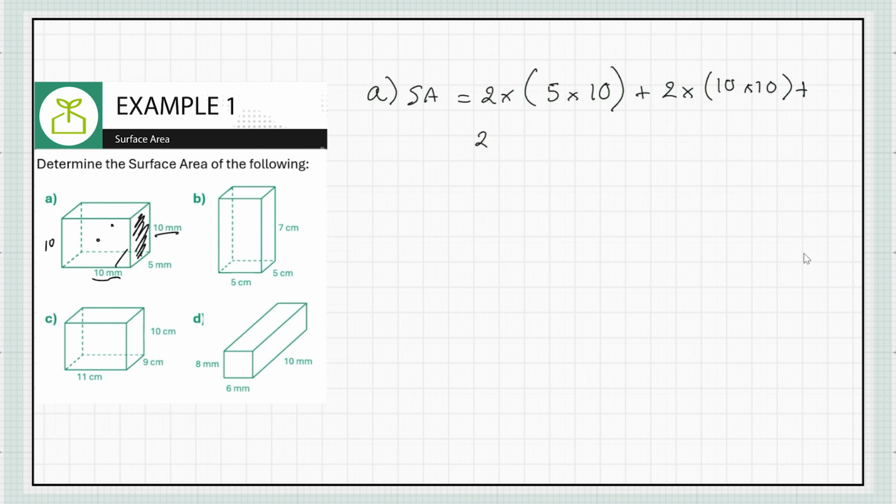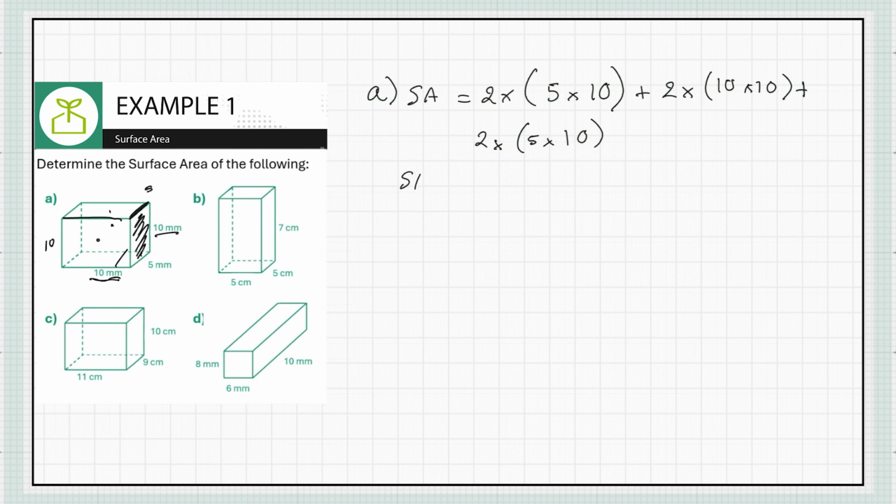Finally, we've got one more pair to add on, and that's going to be our top and our bottom. Our top has the same 5 on this length as our base, and this side still corresponds with the 10, so it's going to be 2 times 5 times 10. It's kind of confusing to talk about, but essentially what you're doing is identifying each of the different sides on a rectangular prism, and then multiplying it by 2.